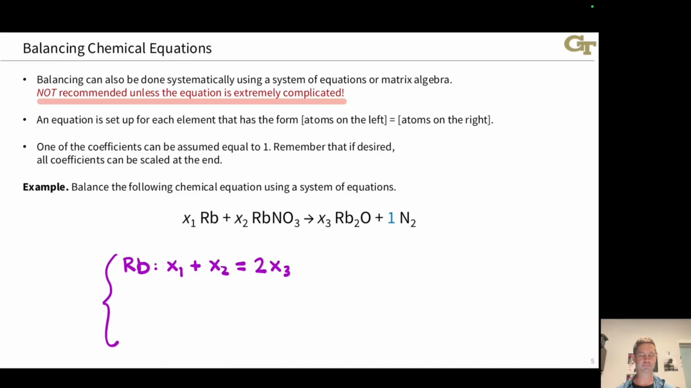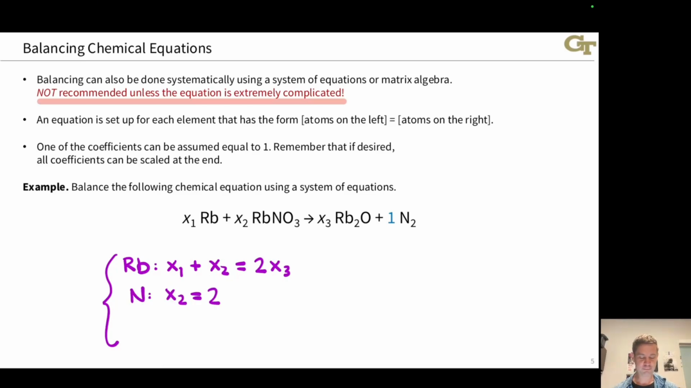All right, so first I'm going to write an equation for rubidium that indicates balance. On the left-hand side, I have x1 plus x2 rubidium atoms. Don't know what those are yet, but we're going to solve these equations to determine what x1 and x2 are. And on the right-hand side, I've got 2 rubidiums for each Rb2O formula unit. But with x3 of those, the total number of rubidiums is 2 times x3. So 2 times x3 must equal x1 plus x2.